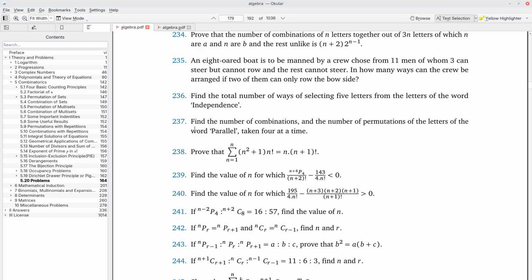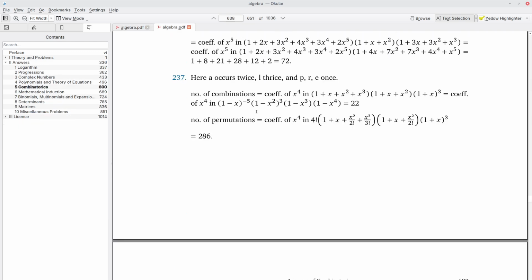Question 237 says, find the number of combinations and the number of permutations of the letters of the word PARALLEL taken 4 at a time. Here A occurs twice, L occurs thrice, and P, R, E occur once. So for L, we have 1 plus x plus x squared plus x cubed. For A, we have 1 plus x plus x squared, and for P, R, E, we have (1 plus x) to the power 3. And we need the coefficient of x to the power 4. So solving this, you will get 22.